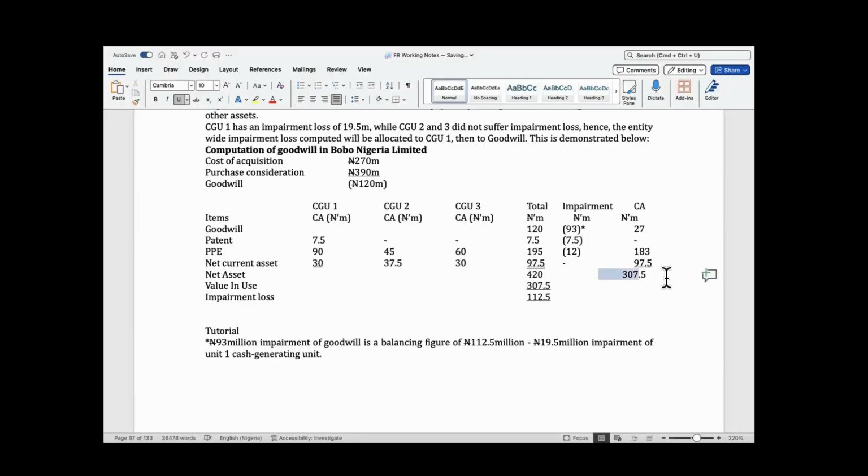Then if I add it together, it brings me to the new value in use of 307.5. And that's the solution to this question. And then there are a lot of questions on impairment loss that you can practice. A lot, plenty in your past questions. So if you need help with it, you can call for it. But at least, even the one I've given you, most of you are not doing it. Try to do it, try to revise.